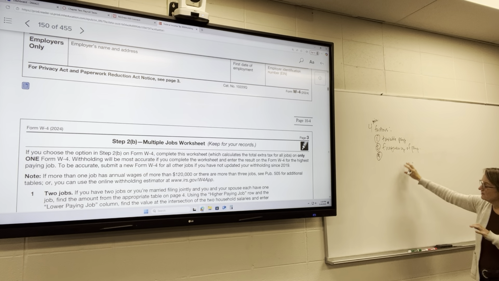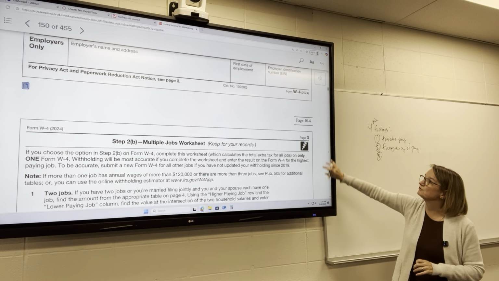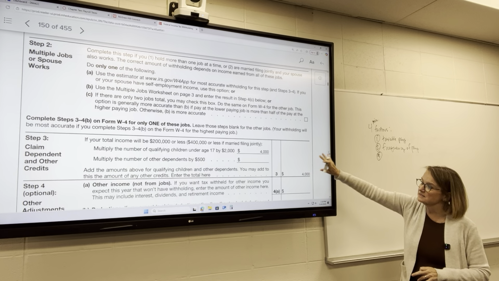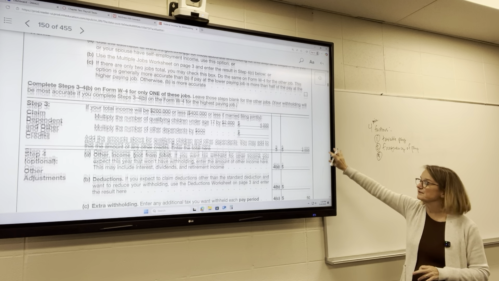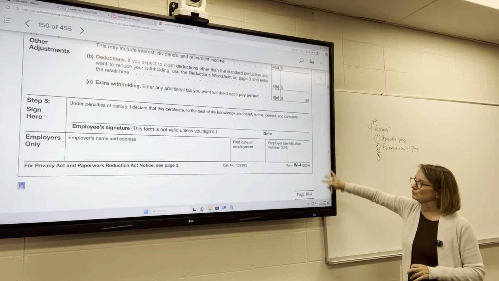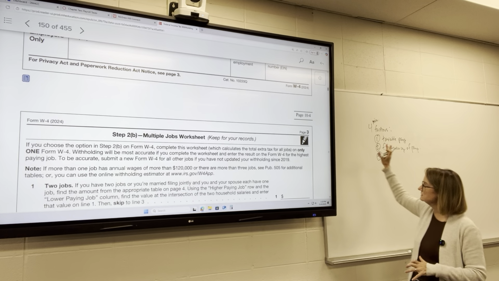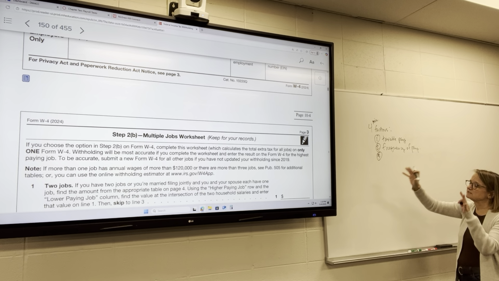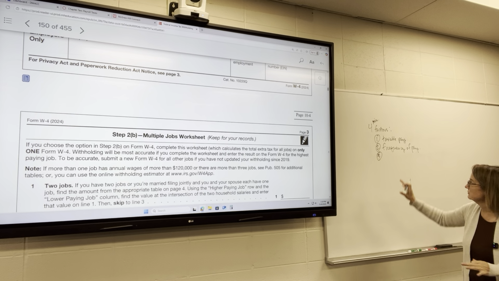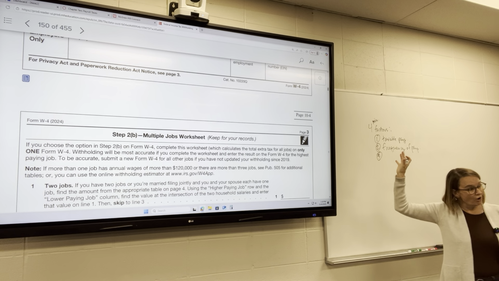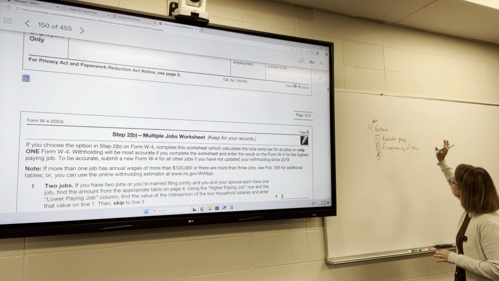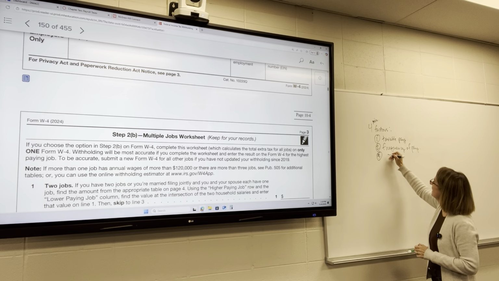Beyond the minimum factors, we may need some additional information in the form of whether there are any dependents or any additional income that they're claiming, but that's not necessarily required. If it doesn't apply, then it's not required. But all of these pieces of information are required in order to determine the withholding.